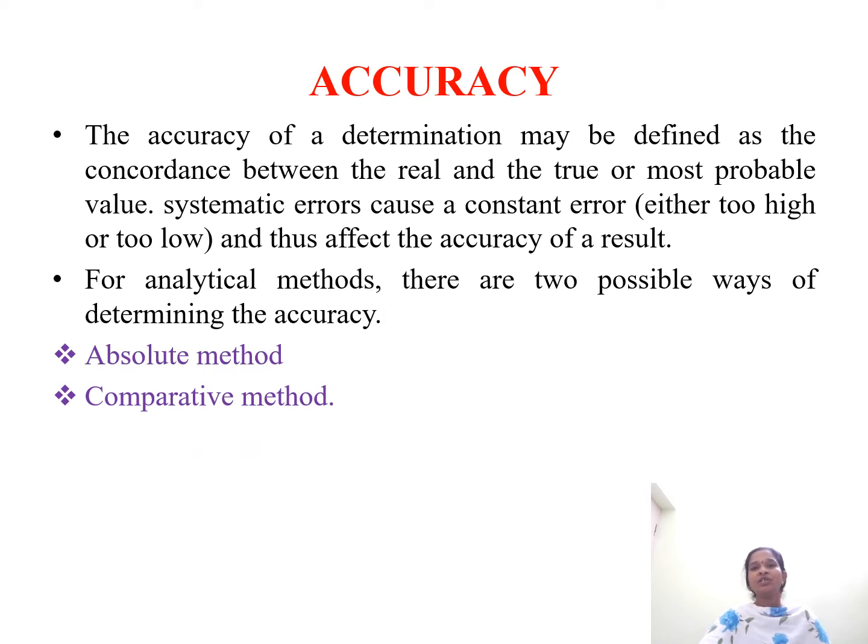Accuracy of the determination may be defined as the concordance between the real and the true or most probable value. Systematic error can cause a constant error, either too high or too low, thus affecting the accuracy of a result. For analytical methods, there are two possible ways of weighing the accuracy, that is the absolute method and the comparative method.